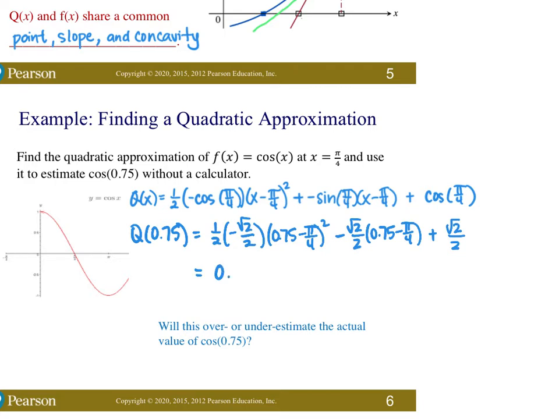And with the calculator, we get 0.73125. And then how does that compare to the actual value that we were looking for? So remember that the actual value of cosine 0.75 was 0.73168. All right, so we're still under, but we're even more accurate than we were before.